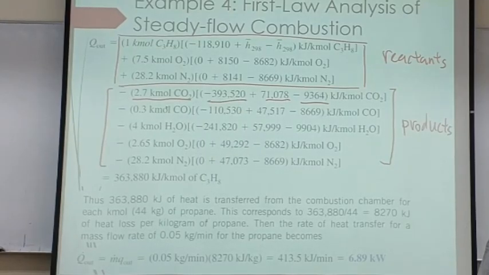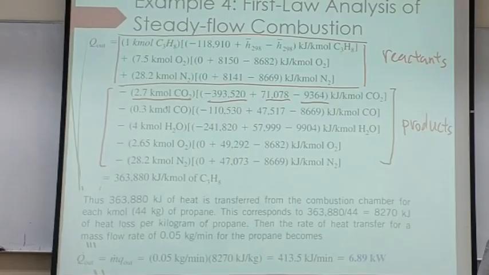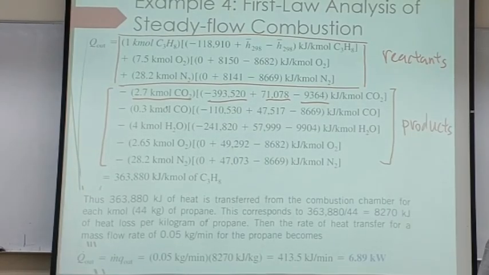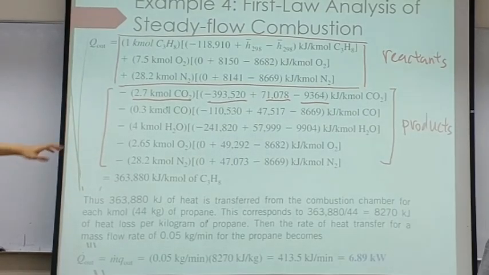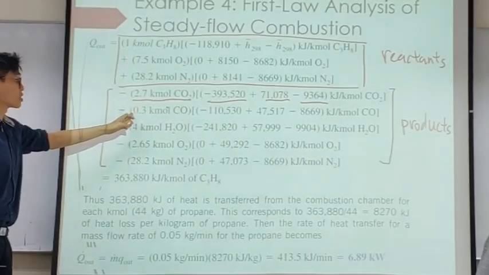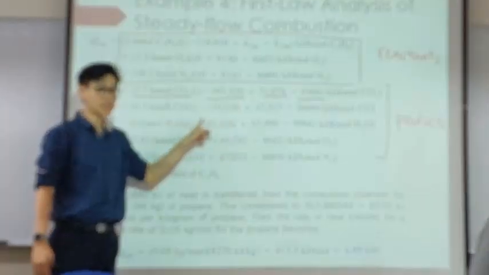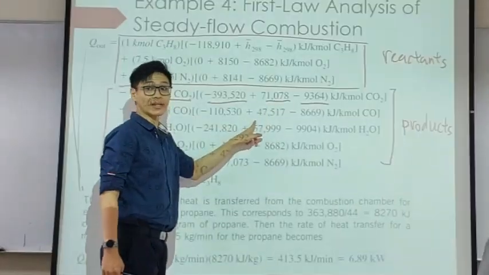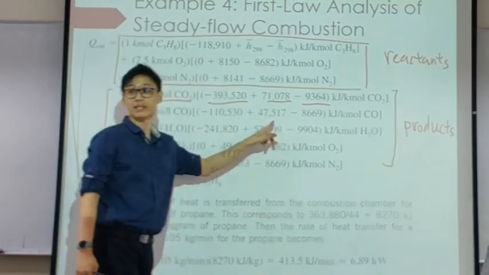So this part technically is not so complicated, but the problem is it's very tedious because you keep repeating the same thing. So for CO, also same thing. You use 0.3 kilomole, you use the formation enthalpy at 1500 Kelvin, 25 degrees Celsius.